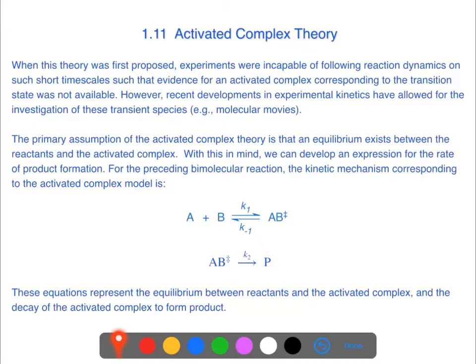The primary assumption of the activated complex theory is that an equilibrium exists between the reactants and the activated complex. With this in mind, we can develop an expression for the rate of product formation. For the preceding bimolecular reaction, the kinetic mechanism corresponding to the activated complex model is shown, where these expressions represent the equilibrium between the reactants and the activated complex AB double dagger and the decay of the activated complex to product.